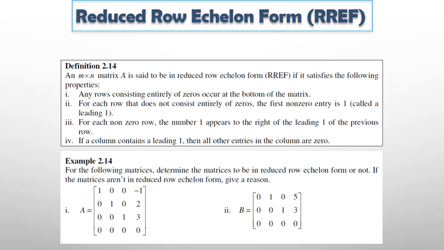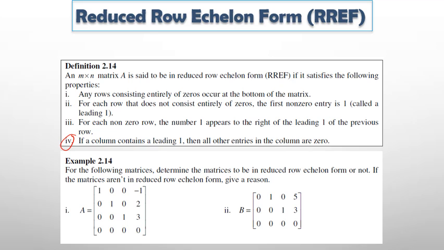So now RREF, reduced row echelon form. It has the same properties as the REF. It's just that we add one more property. What is it? If a column contains a leading 1, then all other entries in that column are 0. Now we look at the column, not the row anymore, for property number 4.